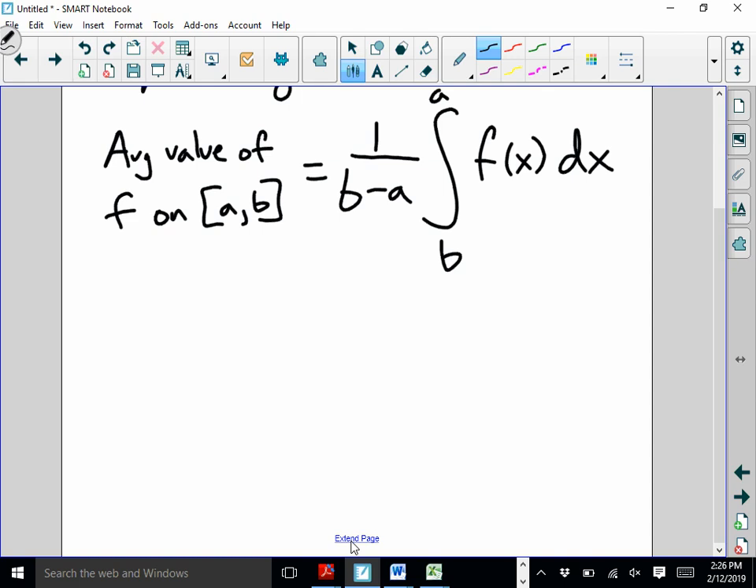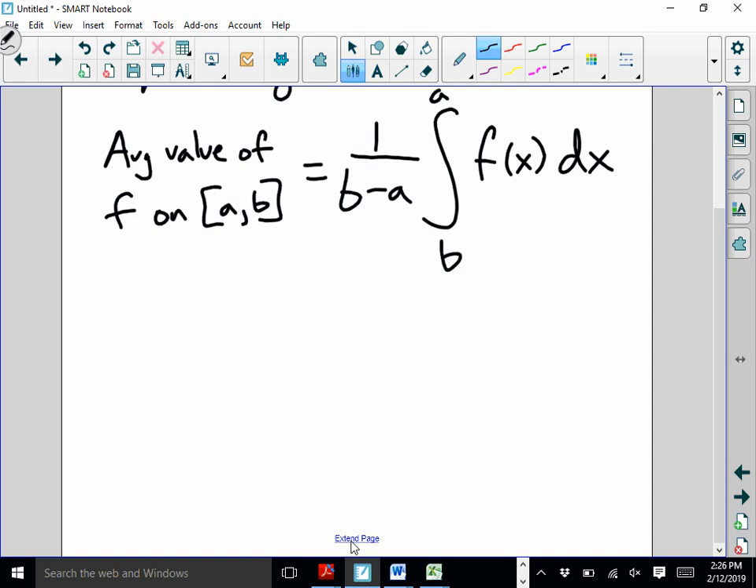But things that aren't linear aren't going to have linear averages. But doing 1 over b minus a times the integral from a to b of f of x dx will always give us that. Okay.